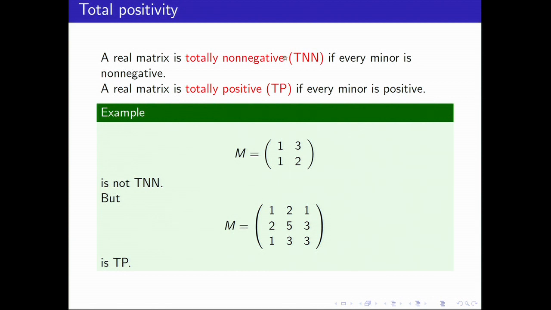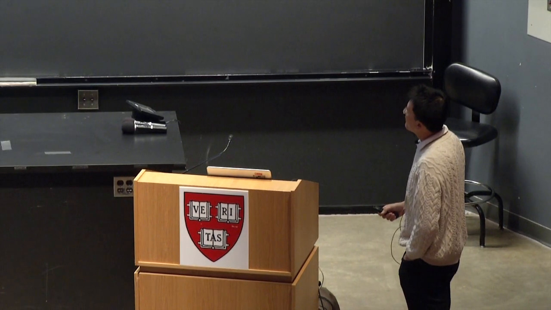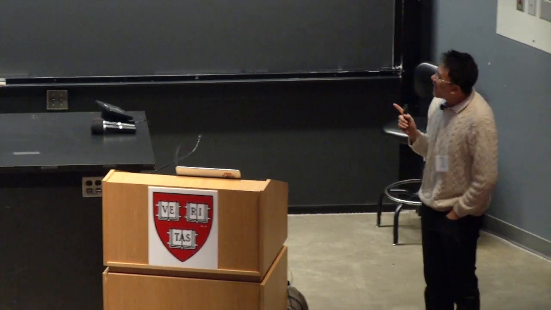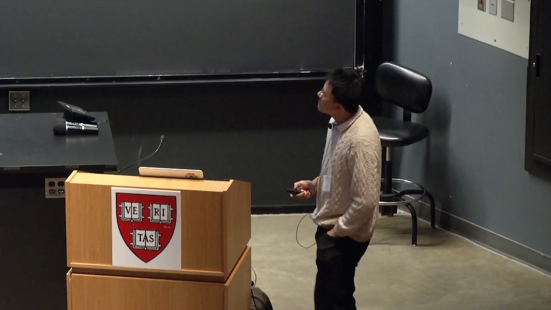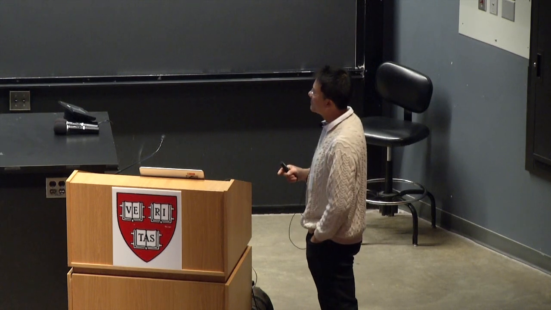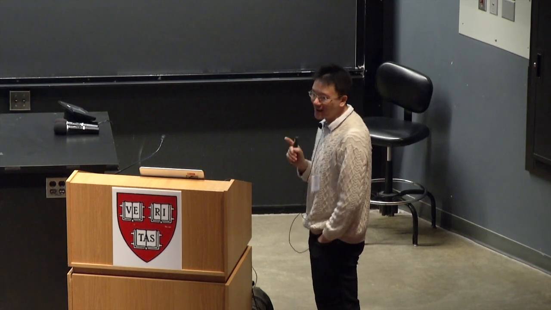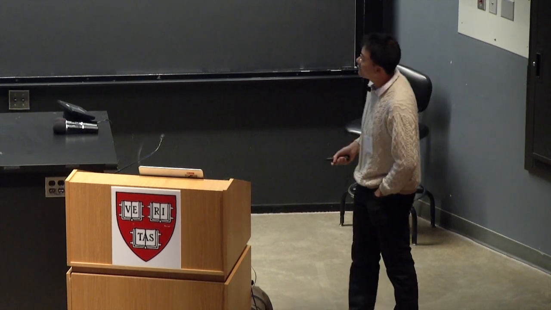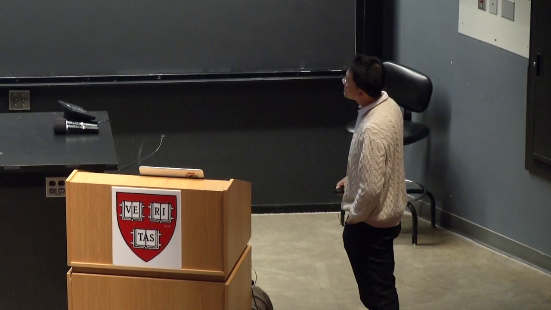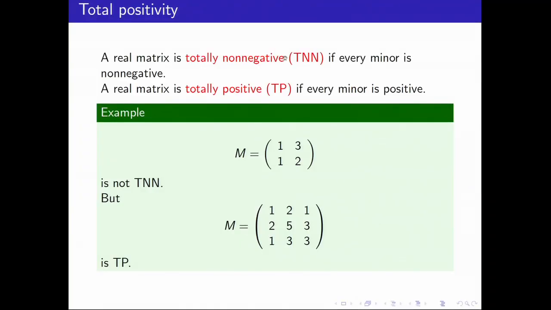To check that, it's pretty clear that every entry is positive. We also have to check all 9 2x2 minors. And then we also have to check the determinant. It turns out that there are 9 plus 9 plus 1, 19 conditions to check according to the definition. And they're all positive, so this matrix is totally positive. This notion was first intensively studied in the 1930s, I believe, by Gantmacher and Krein and by Schoenberg.